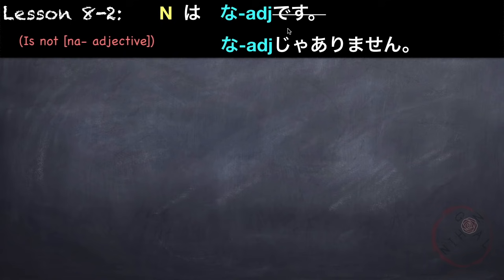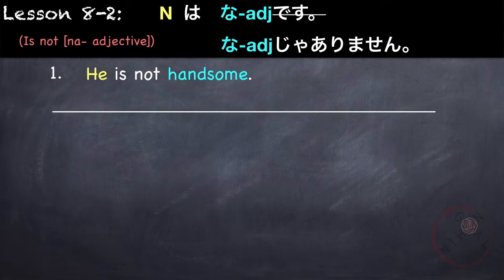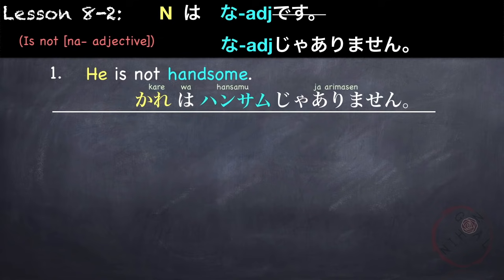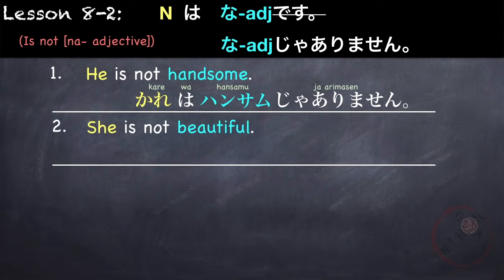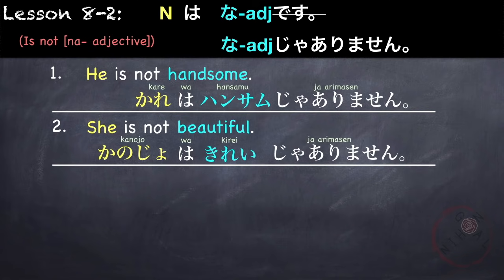Now, how to say the negative form of the na-adjective, or is not? So you just remove desu and replace it with ja arimasen. For example, he is not handsome. Kare wa. Our adjective is handsome. Handsome ja arimasen. Kare wa handsome ja arimasen. She is not beautiful. Kanojo wa kirei ja arimasen.